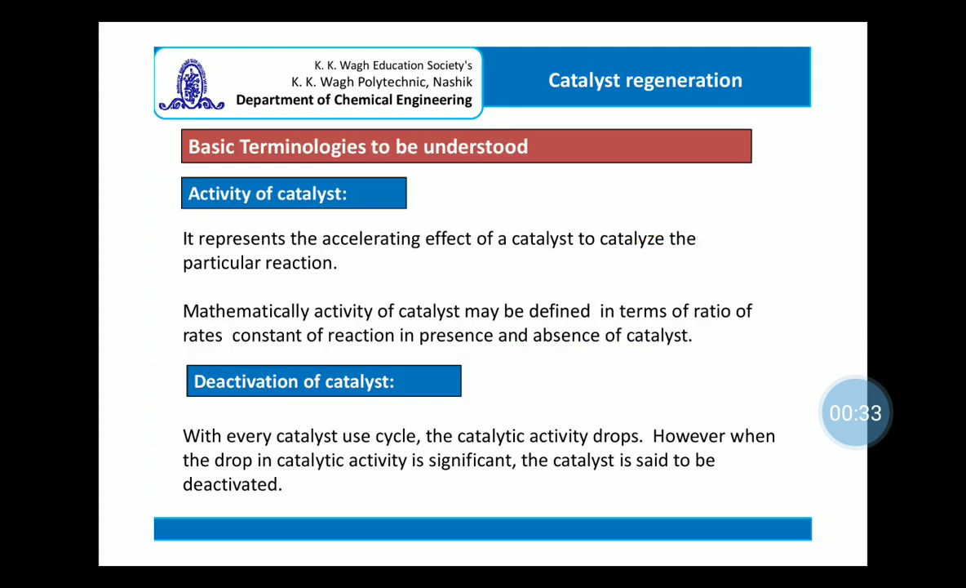So let us first understand the basic terminologies related to a catalyst. The first parameter is the activity of the catalyst. It represents the accelerating effect of the catalyst to catalyze a particular reaction. Mathematically, it is the ratio of the rate constant of the catalytic reaction to that of the non-catalytic reaction.